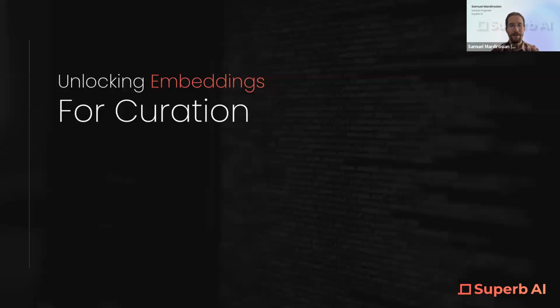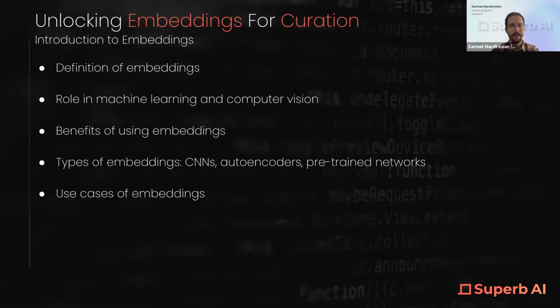Okay, so let's talk about embeddings. Embeddings are an extremely powerful tool in machine learning and computer vision. Essentially, they're a form of feature extraction or feature learning, where raw input data, such as images or natural language, gets converted into a lower dimensional continuous vector representation. These vector representations, or embeddings, encapsulate relationships and patterns in the data, making it easier for machine learning algorithms to make accurate predictions or classifications.